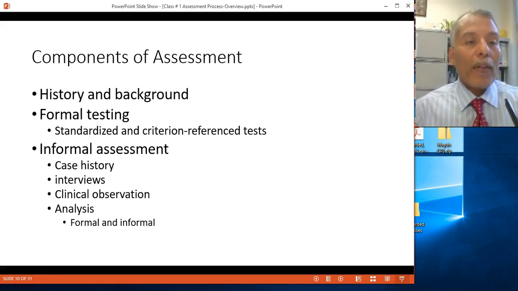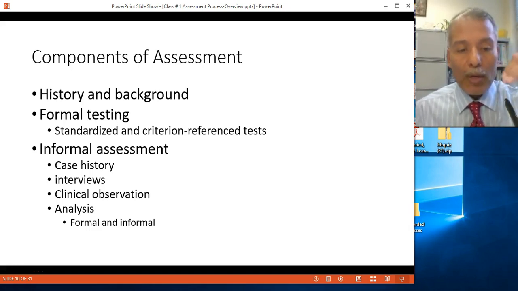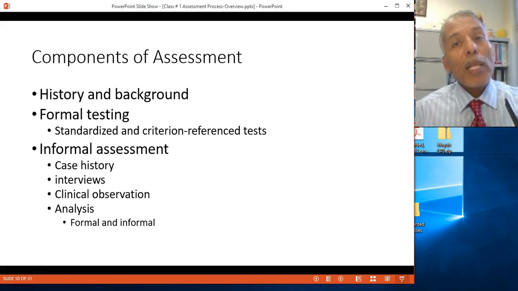The third part of the assessment is the informal assessment. And this actually is more than the others. The informal assessment involves information from the case history. For example, you might have a piece of information in the case history that will help you interpret a score and say, why is this score high? Why is it low? If you look at the case history, sometimes you will be able to explain why.